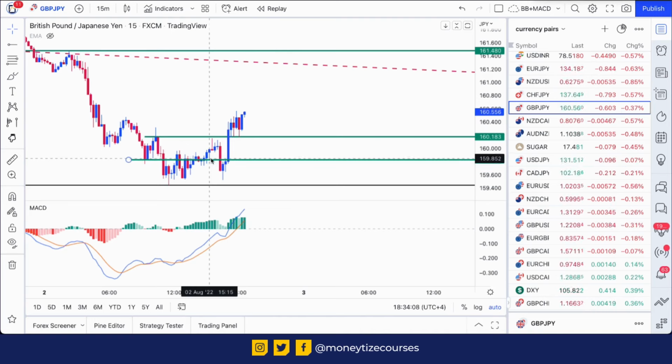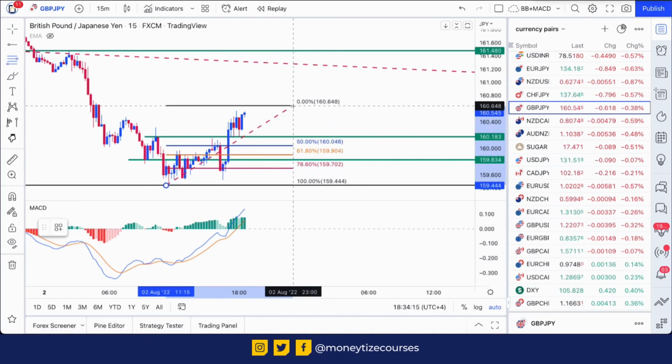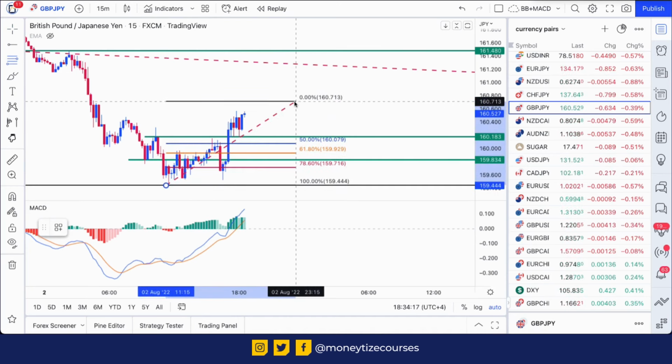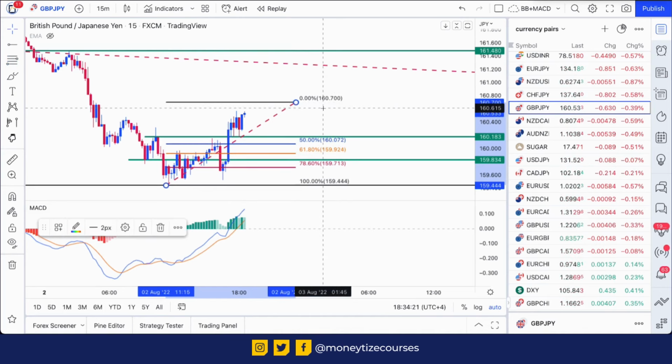Now we can wait for the pullback, and if we are going to use our Fib retracement, assuming we have a structure here, the high here around 160, somewhere here, I can just assume until it is completed on the charts. So any which ways, we can expect a retracement based on 15 minutes pullback, and we can validate with buying opportunity somewhere around 61 to 78 or in between 50 to 61.